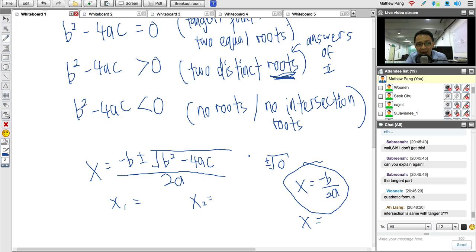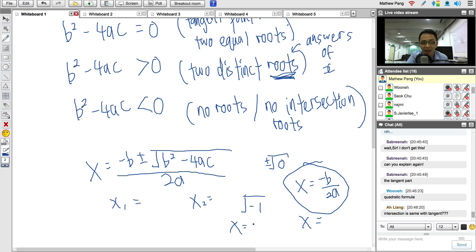Alright, what happens when b squared minus 4ac is less than 0? If you have the calculator with you right now, you can press square root of any negative number, like negative one. You get a math error. So if b squared minus 4ac is less than 0, you get a negative value here and you get a math error. So if you get a math error, it means what?